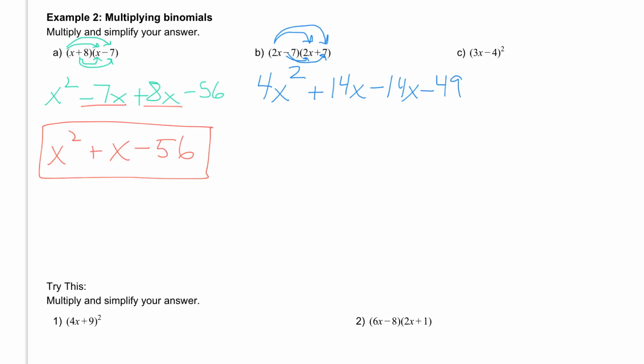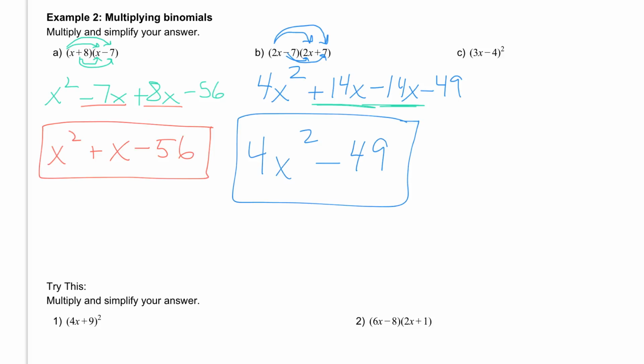Then I'm looking to combine like terms. So in the middle, I see I have a 14x and a negative 14x. Well, 14 minus 14 is just 0. So the x's cancel out, and I'm left with 4x squared minus 49 as my final answer.